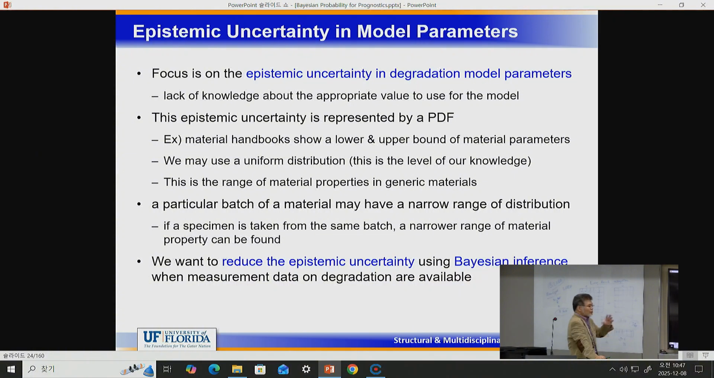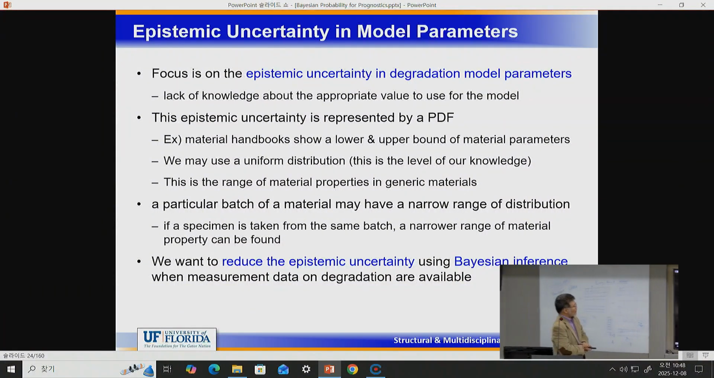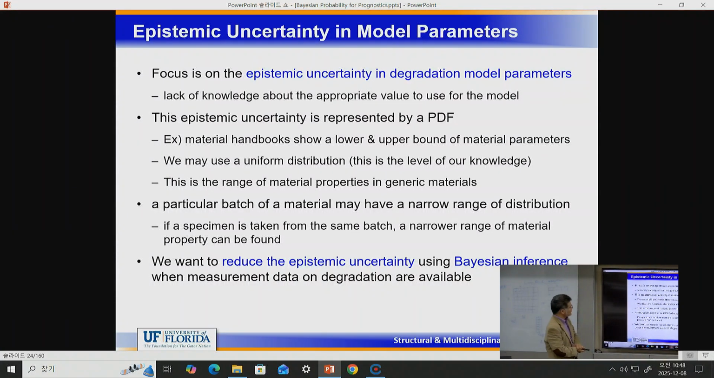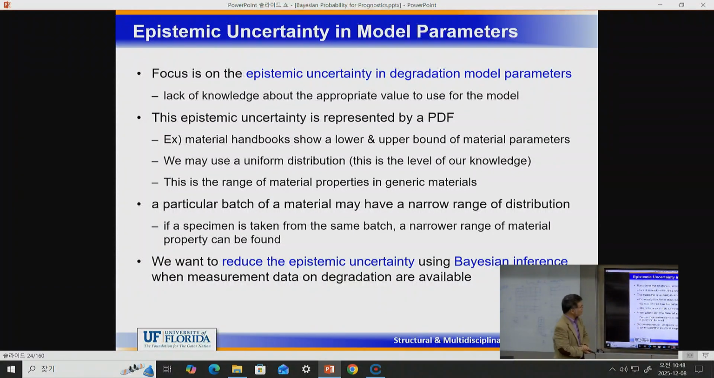So prognostics in the physics-based prognostics means we have a model form. But the model parameters are uncertain, so we are trying to estimate that uncertainty. So the second class will be then how am I going to reduce the uncertainty using the data? That's the second class. But we will focus only on the epistemic uncertainty in the degradation model parameters. Lack of knowledge about the appropriate value of the models. And this epistemic uncertainty is represented by a probability density function.